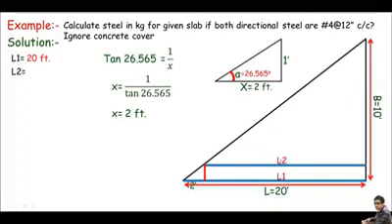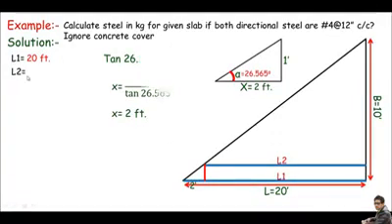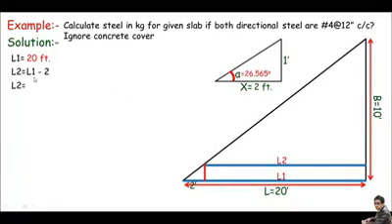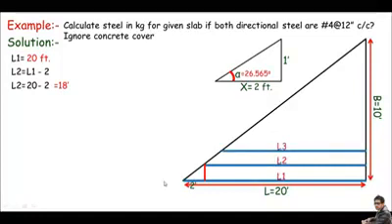And this is quite simple. So L2 is just L1 negative this small thing, which is 2. So L1 is 20 negative 2, you can get 18 feet, right? So the length of bar 2 is just 18 feet. What do you say about L3?